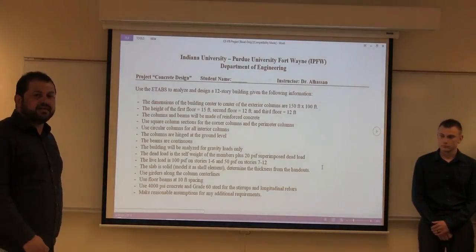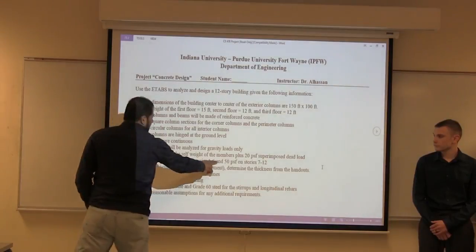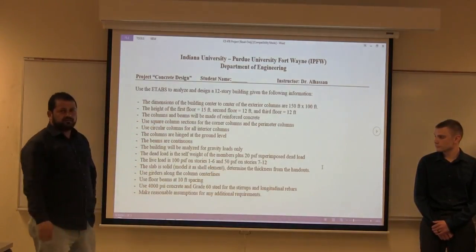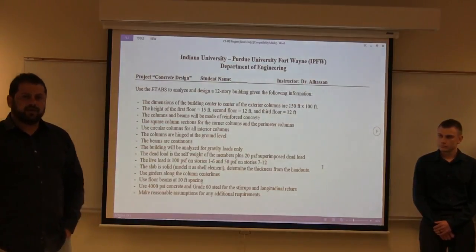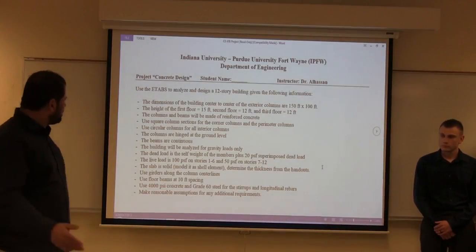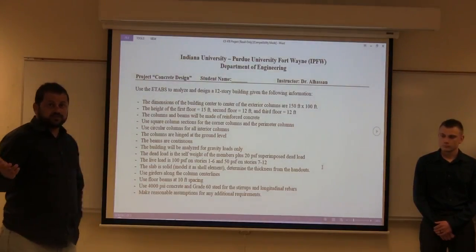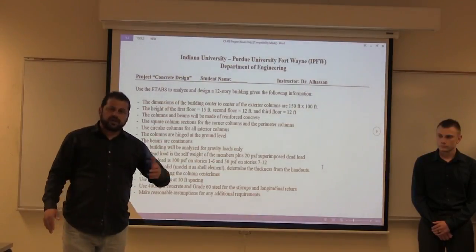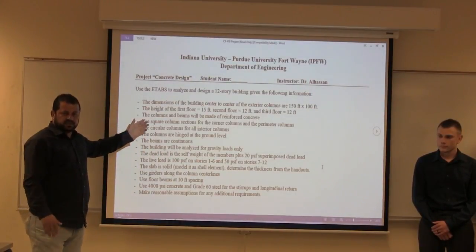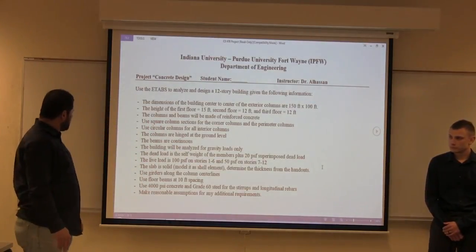And the live load will be 100 PSF on stories 1 to 6 and 50 PSF on stories 7 to 12. The columns are hinged at the ground level, the foundation level, so it's pinned there. The beams and columns must be designed for gravity load only. For the lateral load, if it's wind loading or something, we're going to use shear walls in this case. That's a common lateral load system in reinforced concrete structures.